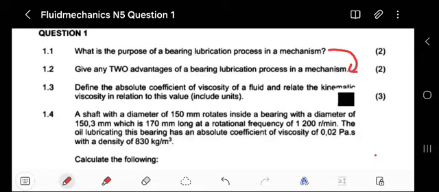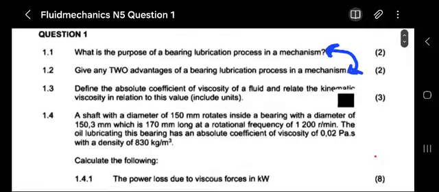You see, that question is almost similar, very closely related. If you check, they say give two advantages of the bearing lubrication process in a mechanism. So you see, they've repeated one thing. The advantage is the function. What does it do? It removes friction heat. It's still the same answer as the one on top, and we'll put it here on 1.2 as well.